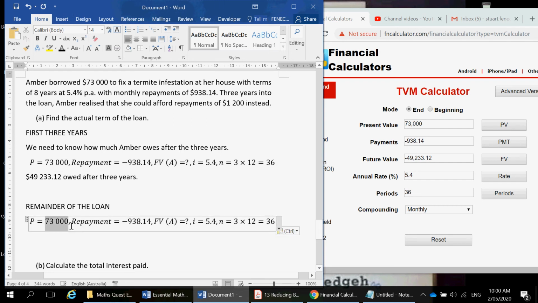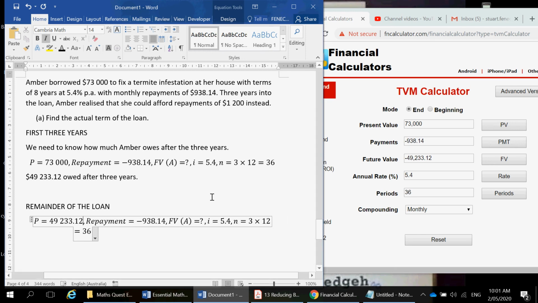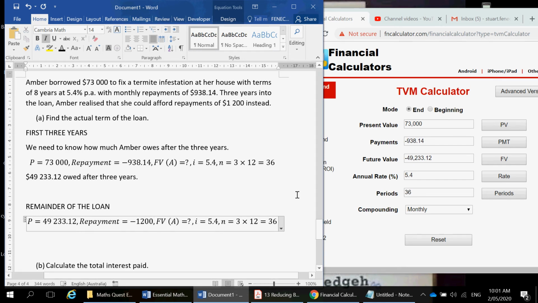So for the remainder of the loan, when she starts paying off more, she owes $49,233.12 when she increased the repayment. The repayment is being increased to $1,200, right? That's her new repayment amount. We can assume that the interest rate's still the same. We want to know how long it takes to pay off. When a loan is paid off, remember the future value is 0, right? At the end of a loan, nothing is owed. So your future value is 0.